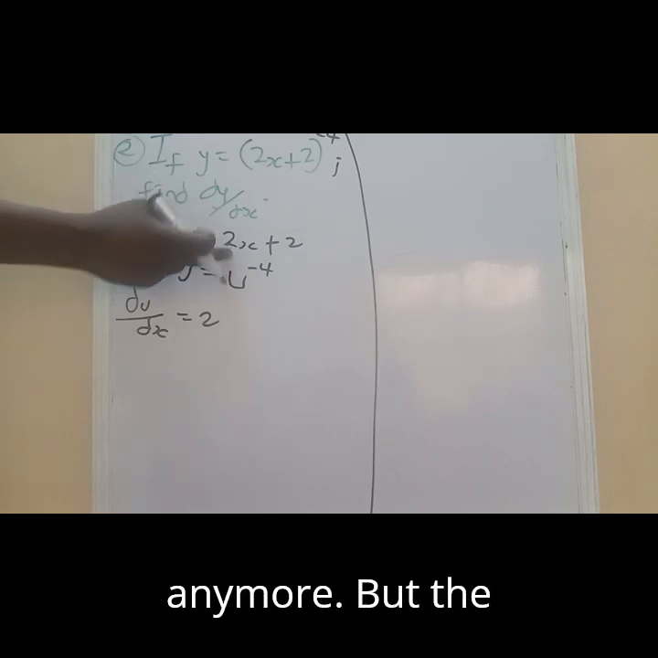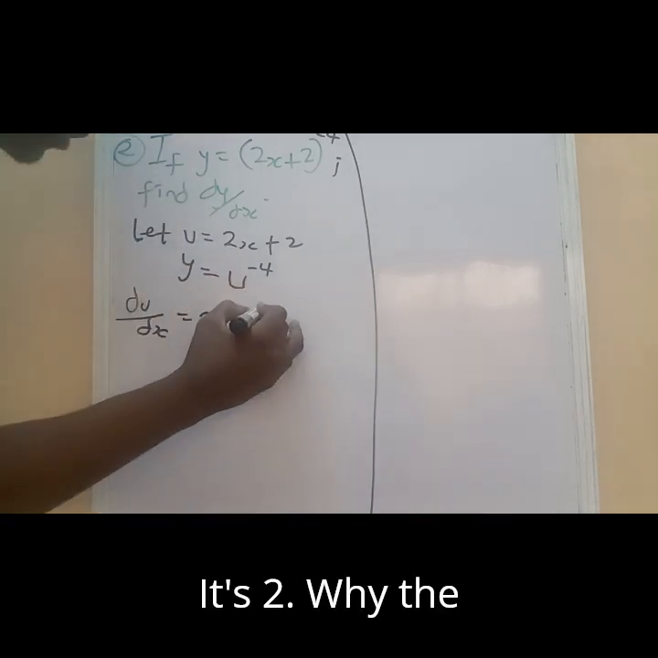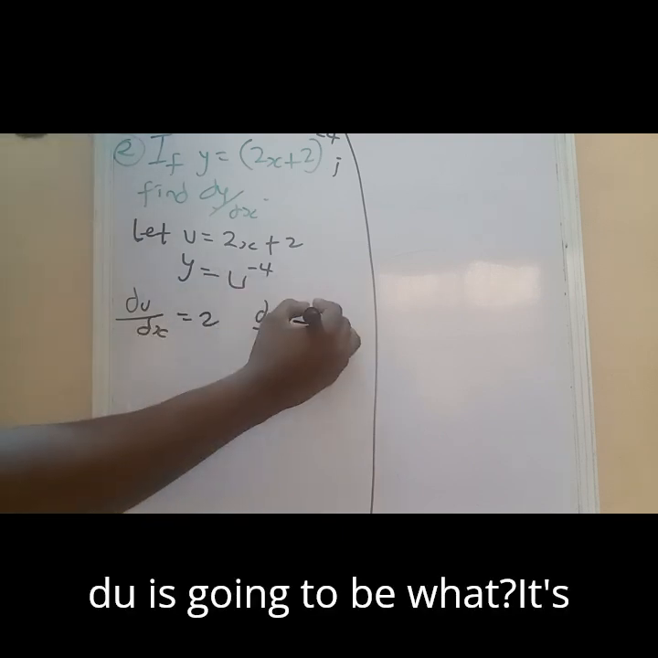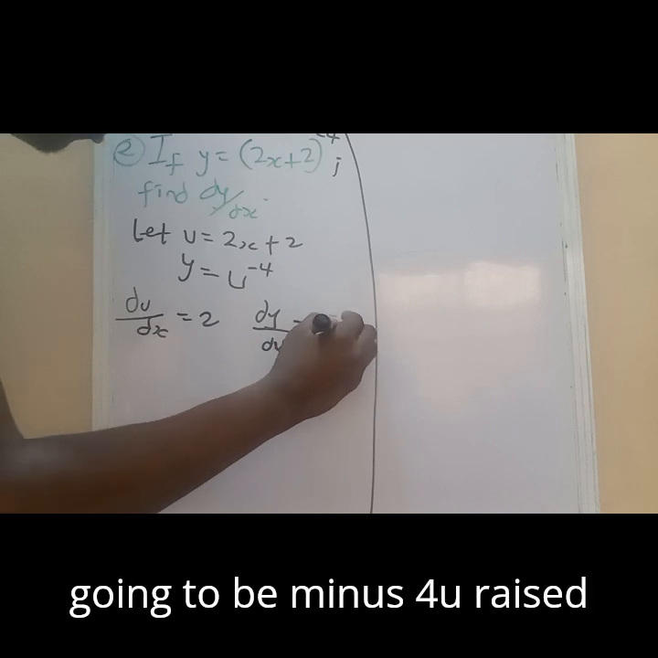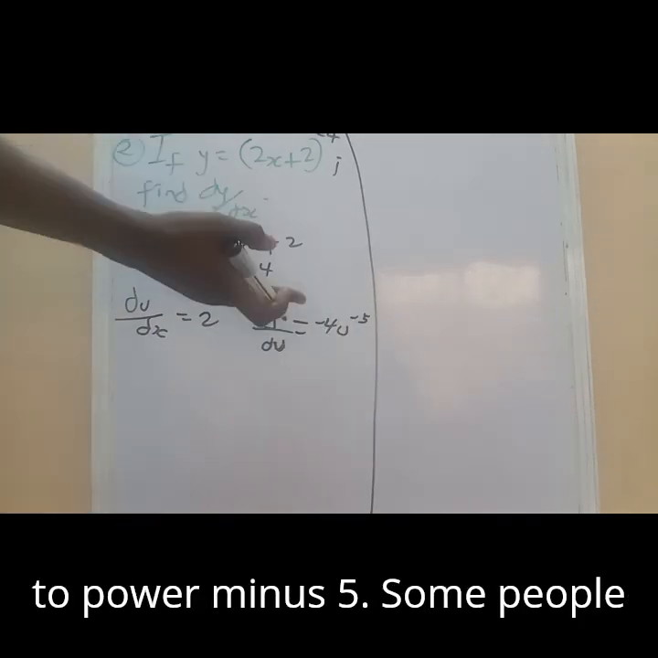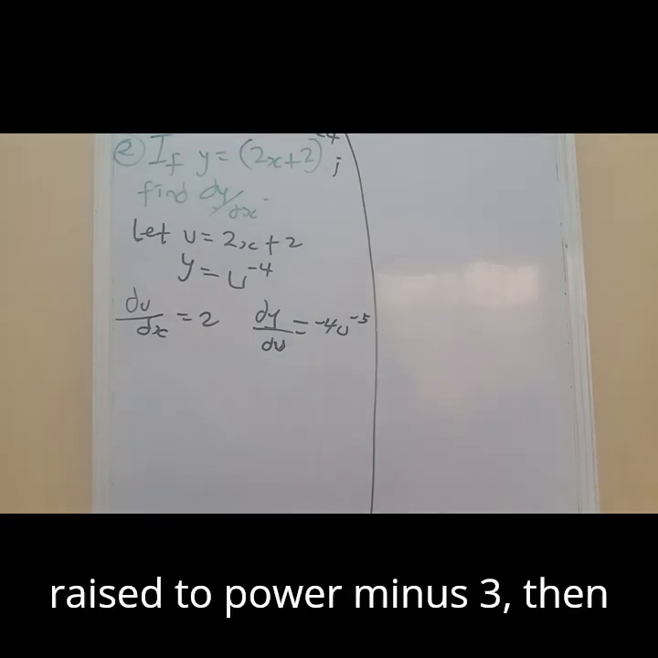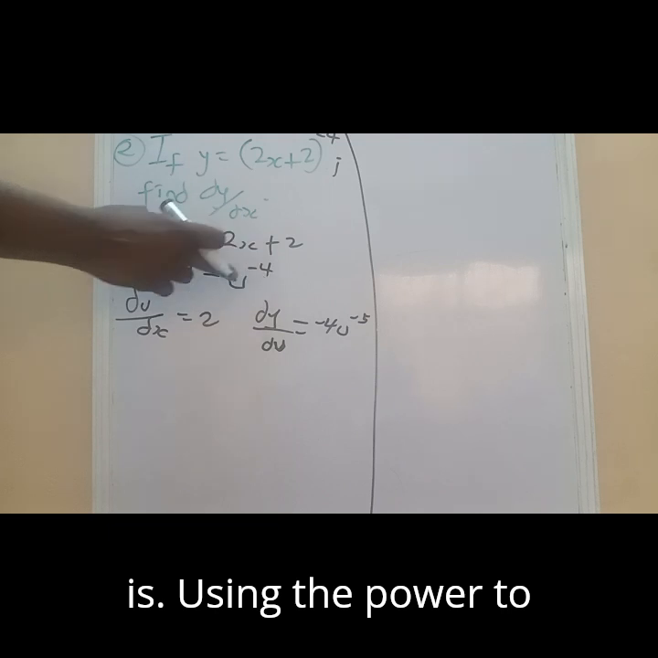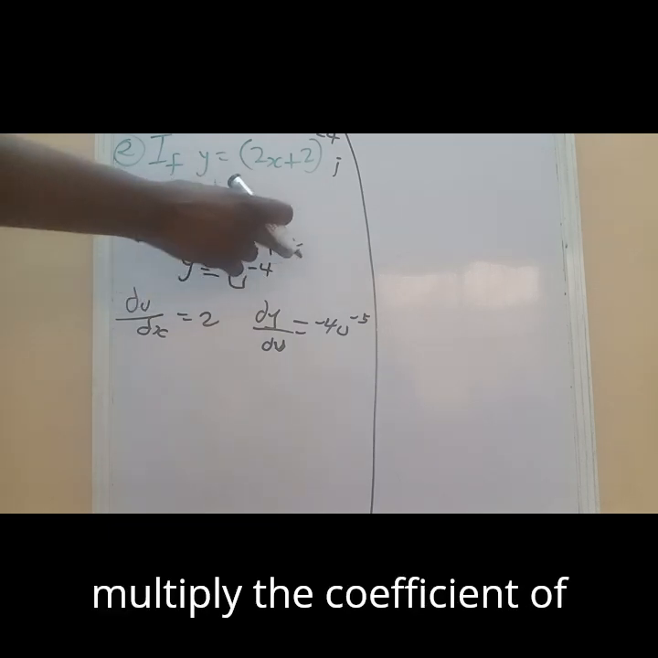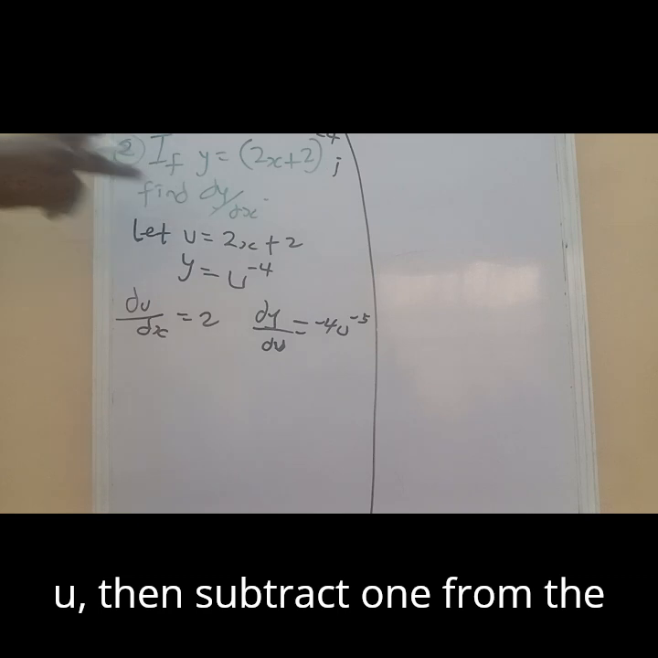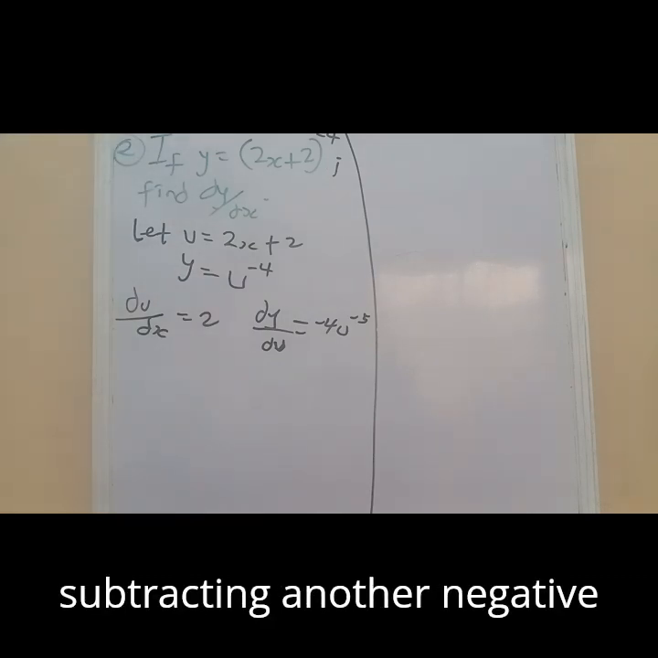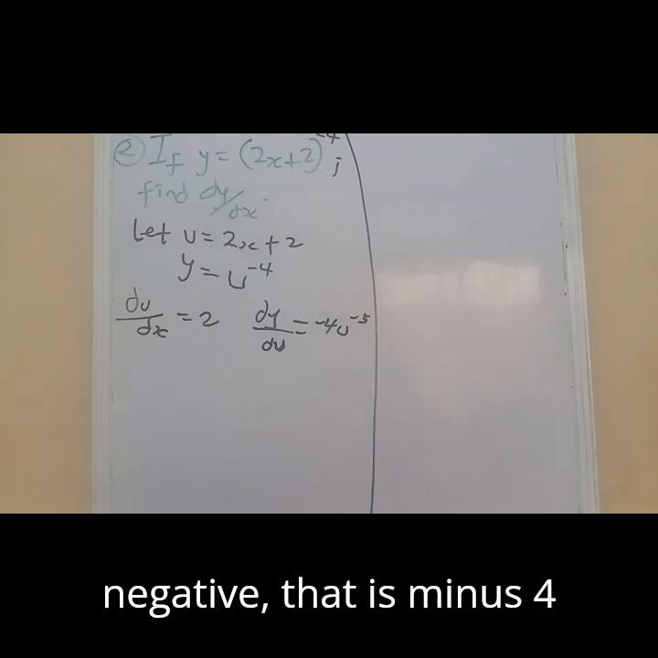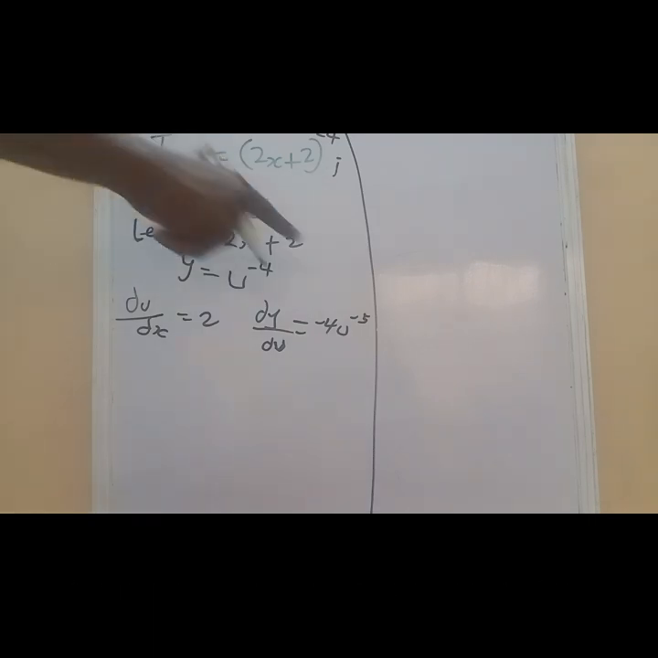But the differentiation of 2x is 2. While the differentiation of dy over du is going to be minus 4u raised to the power minus 5. Some people would have said minus 4u raised to the power minus 3. Then you are wrong. Be mindful. It is using the power to multiply the coefficient of u, then subtract 1 from the power. And the power is already negative, and you're subtracting another 1 from it. Definitely, it is going to be the sum of the negatives. That is minus 4 minus 1, which is going to give you minus 5.